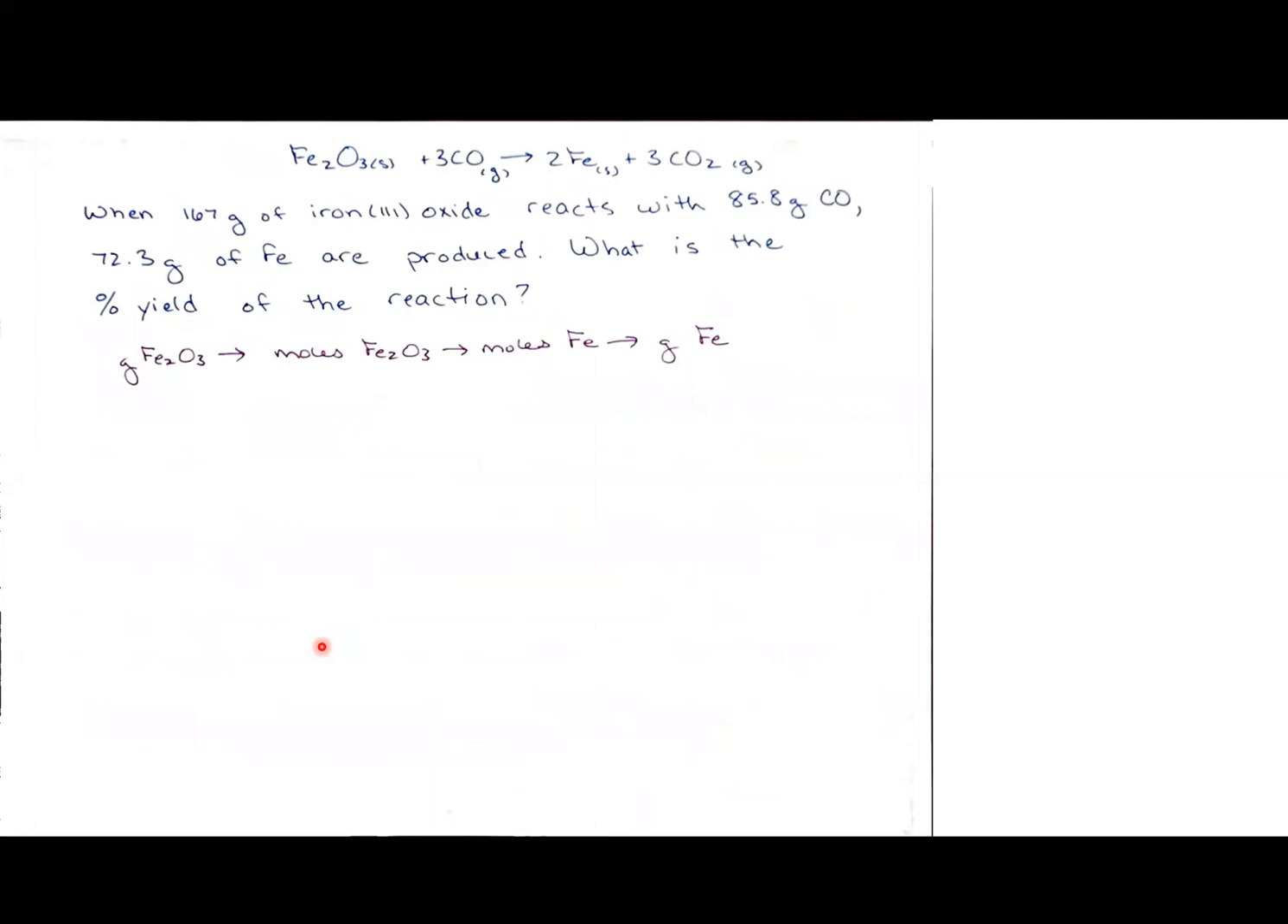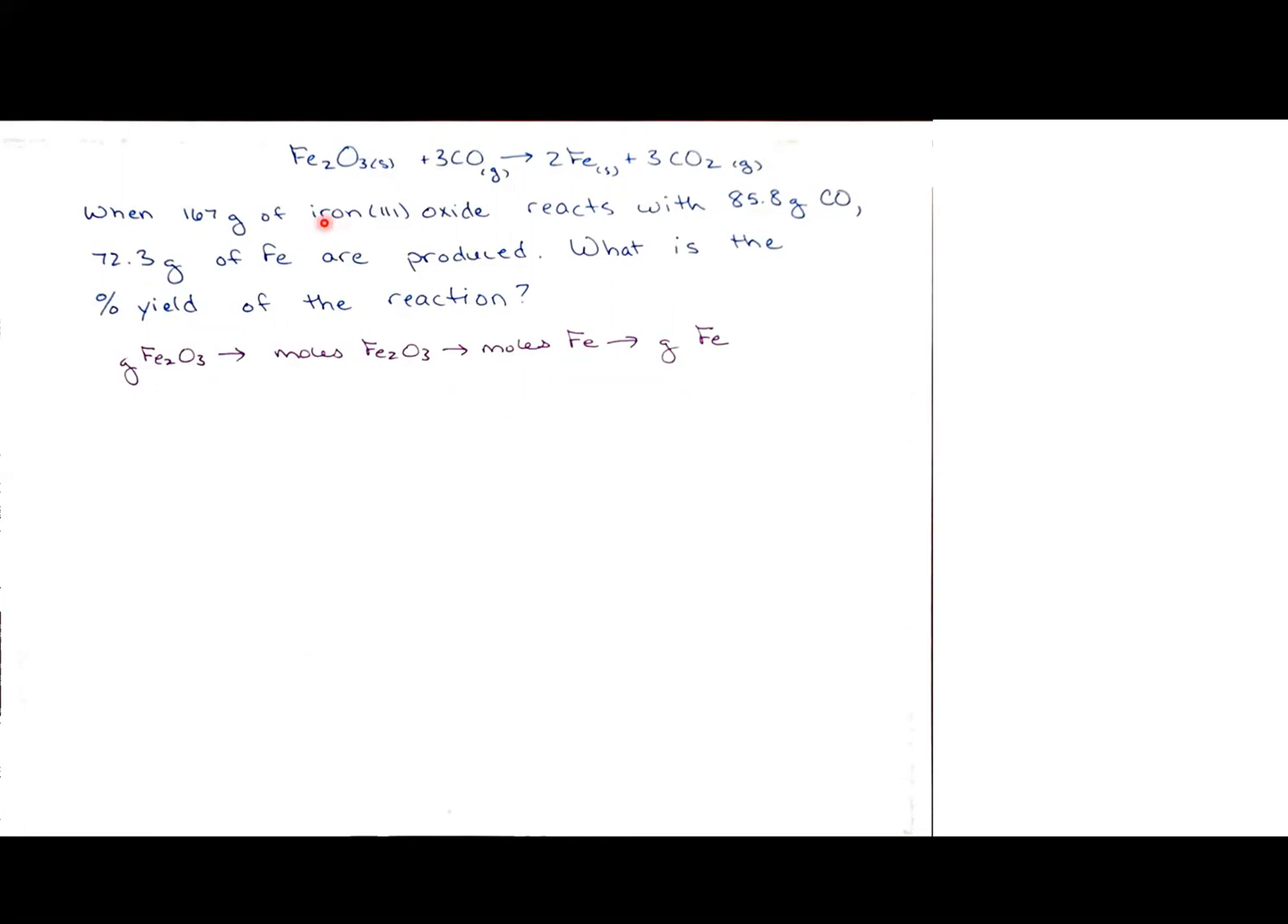So the last question that we're going to come up with here is iron oxide and carbon monoxide going to make iron and carbon dioxide. Now, what you're seeing here is that this reaction has coefficients in it, so you can be reasonably sure that it's balanced. Which means you don't have to worry about balance. 167 grams of iron oxide reacts with 85.8 grams of carbon monoxide, and that produces 72.3 grams of iron. What is the percent yield of the reaction?